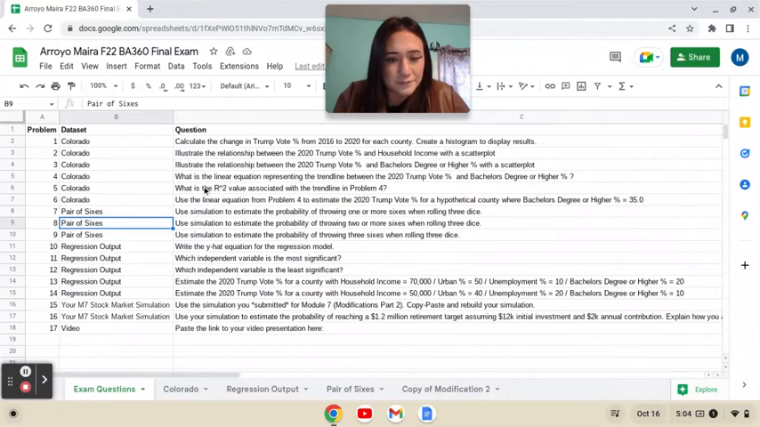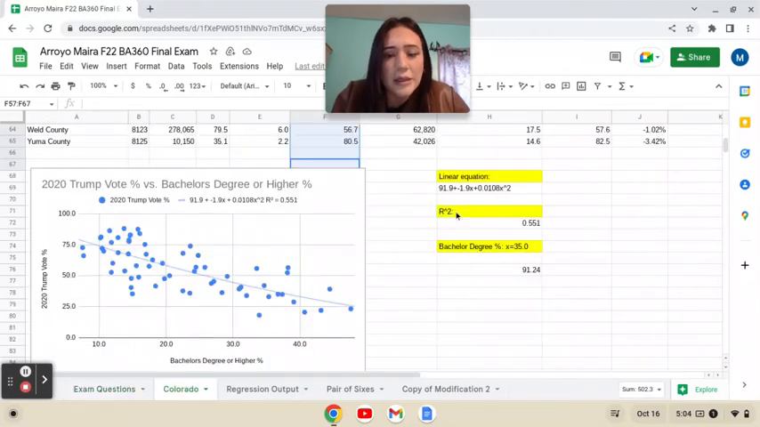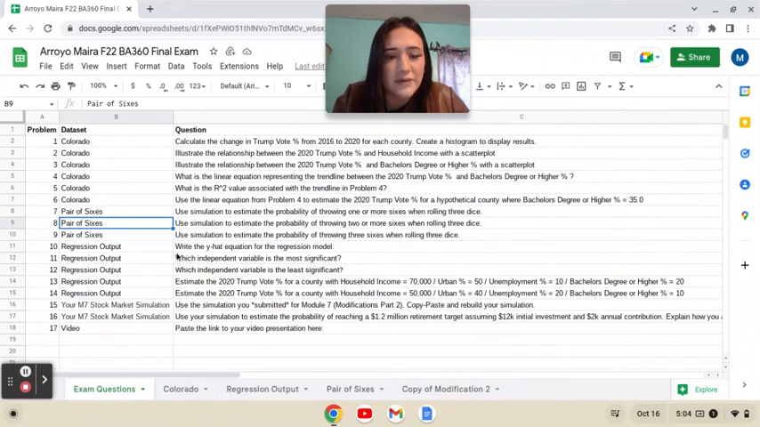And then number 5 says what is the R squared value associated with the trend line in problem 4. The R squared that I got was 0.551, which I labeled right here. Sorry, I'm going fast. My first one was super long, so I don't want to make this super long either. Number 6 says use the linear equation from problem 4 to estimate the 2020 Trump vote percentage in a hypothetical county with a bachelor degree percentage of 35.